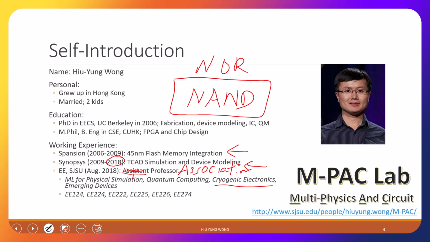So I've been teaching different classes. EE124 is the undergraduate core analog circuit. EE224 is the high-speed digital circuit. 222 is a class that I created to do the emerging memory. 225, Introduction to Quantum Computing. If any one of you are interested, you can take it this fall. And 227 is Quantum Computing Architecture. I will offer it again next spring.